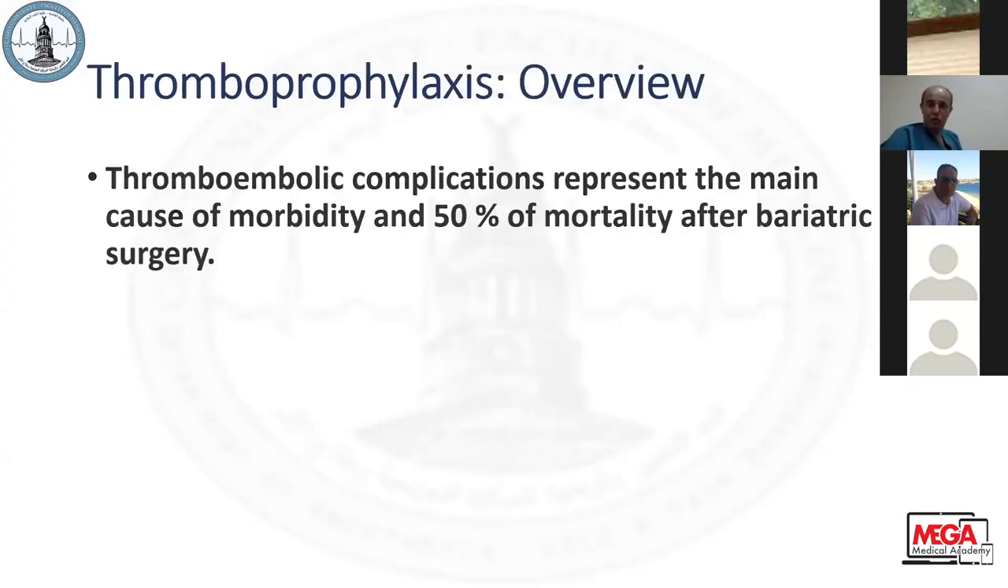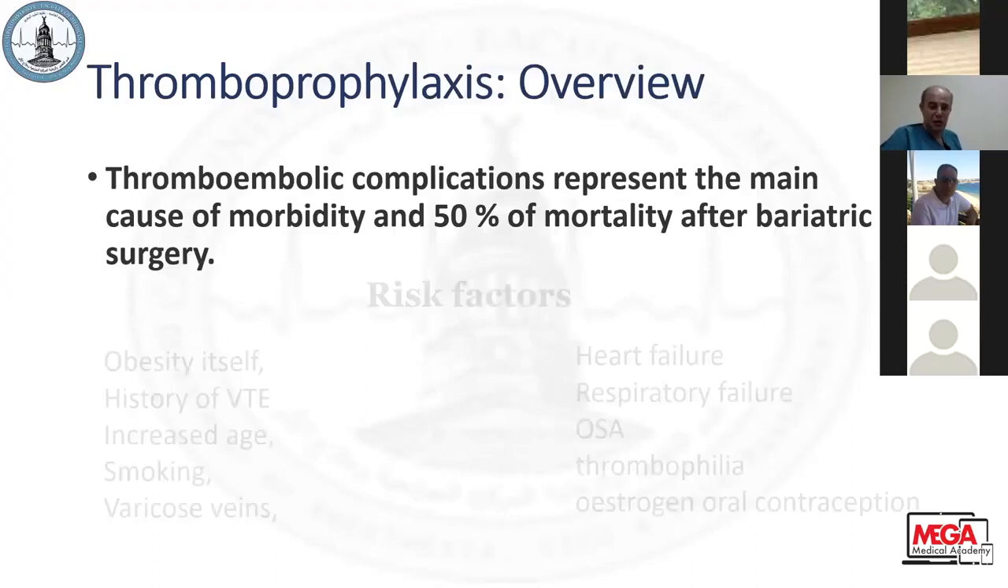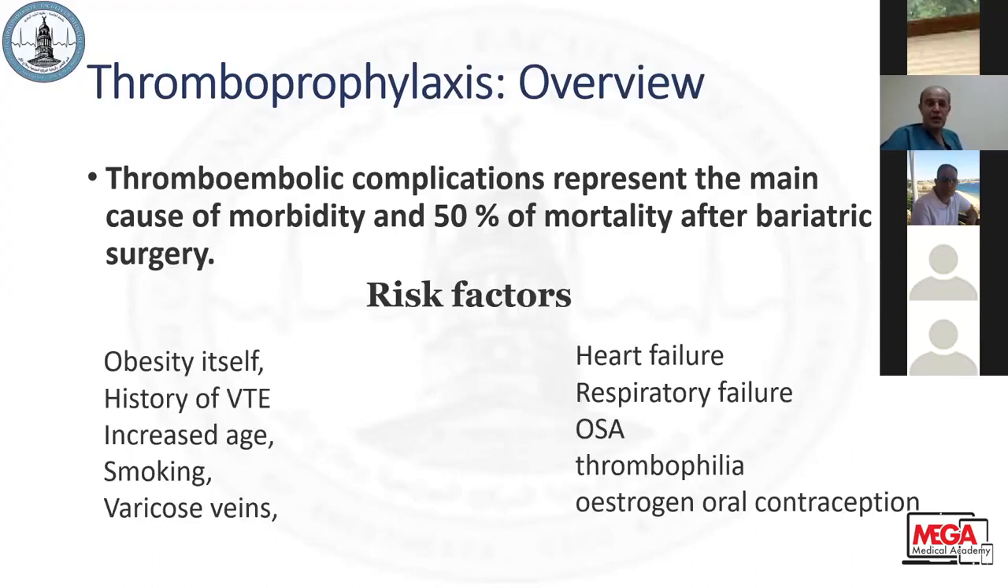Thromboprophylaxis is also very important in such patients, as thromboembolic complications represent the main cause of morbidity and 50% of the mortalities that happen after bariatric surgery. Of the risk factors in such patients is the obesity itself, the history of venous thromboembolism, smoking, which is common in such population, heart failure, obstructive sleep apnea, as well as estrogen oral contraception.